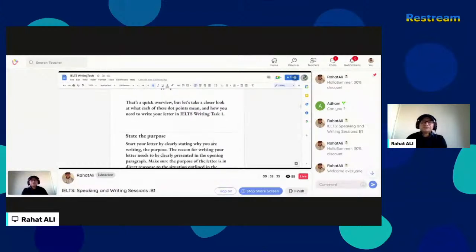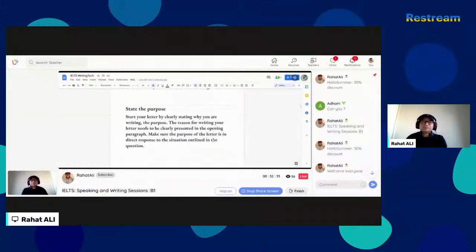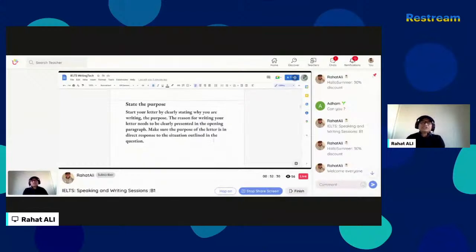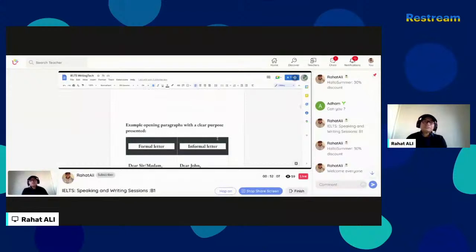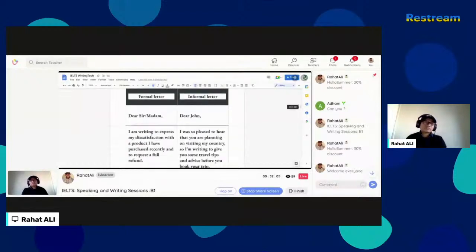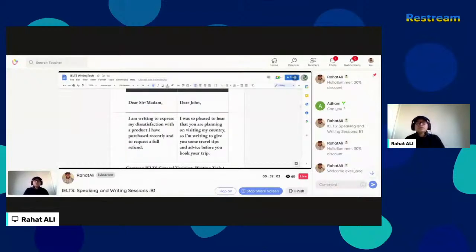That's a quick overview. Okay, state the purpose. Start your letter by clearly stating why you are writing. The purpose, the reason for writing your letter, needs to be clearly presented in the opening paragraph. Make sure the purpose of the letter is in direct response to the situation outlined in the question. We're going to show you the examples, like formal and informal letter.